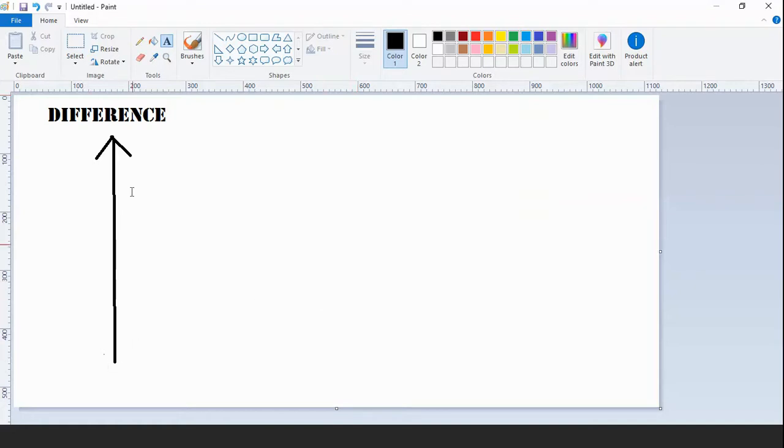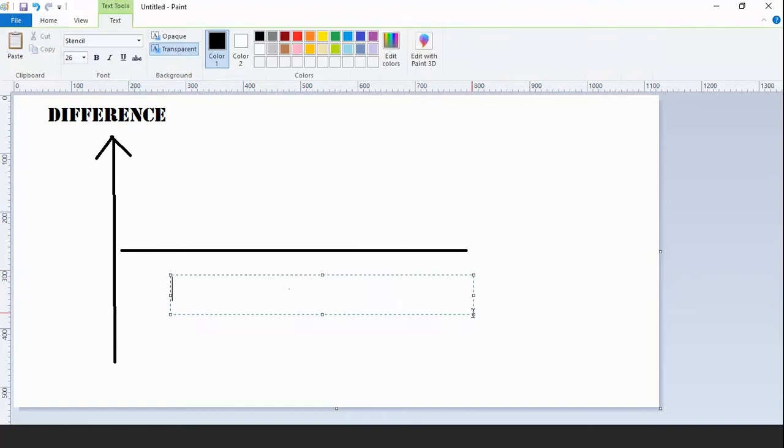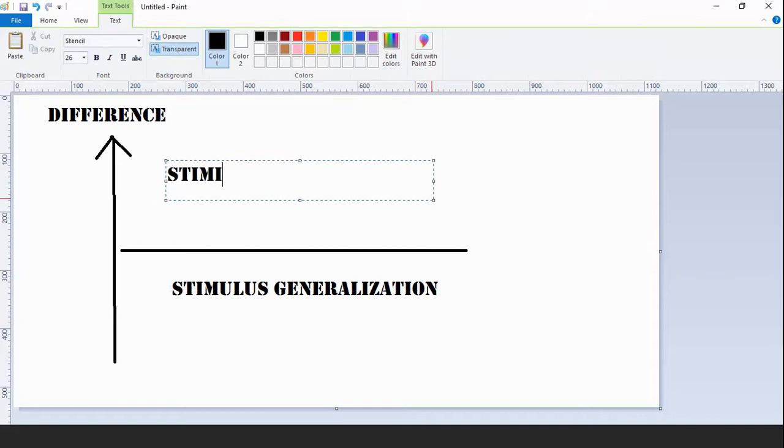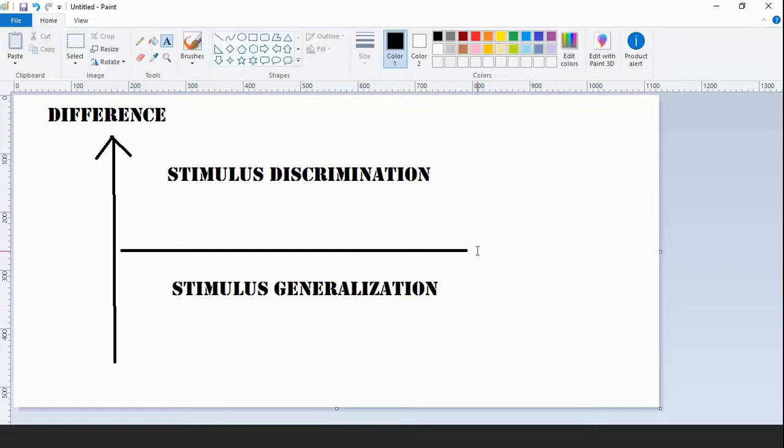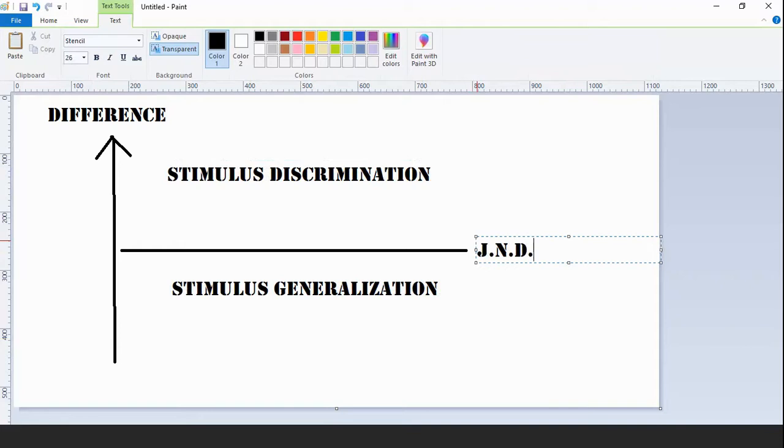So if the difference is increasing, then at a certain level the difference is noticeable. Below this, we say that they are the same. Above this, we say that they are different. If the difference between two things is very low, then we say that they are the same. So this area is for stimulus generalization, while in this portion, this is the area for stimulus discrimination. And the line that separates them both is called the JND, just noticeable difference.